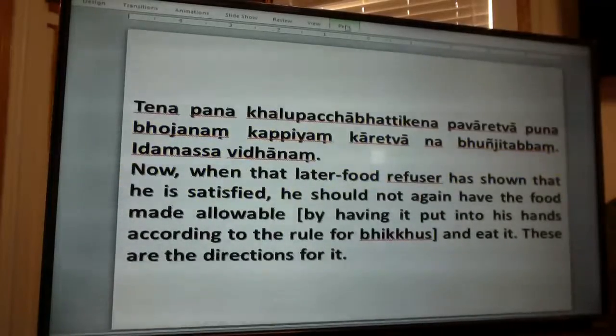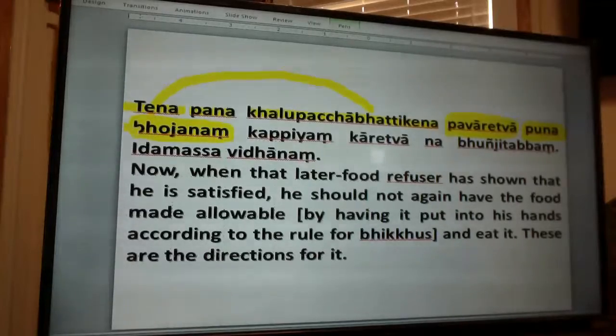Okay, so what's the direction of that practice? Tena pana kalupacha patikinena, that person who follows the later food refusers practice, pavaritva. Pavaritva means after making the regulation, puna, again. Puna means again. Puna bhojana.